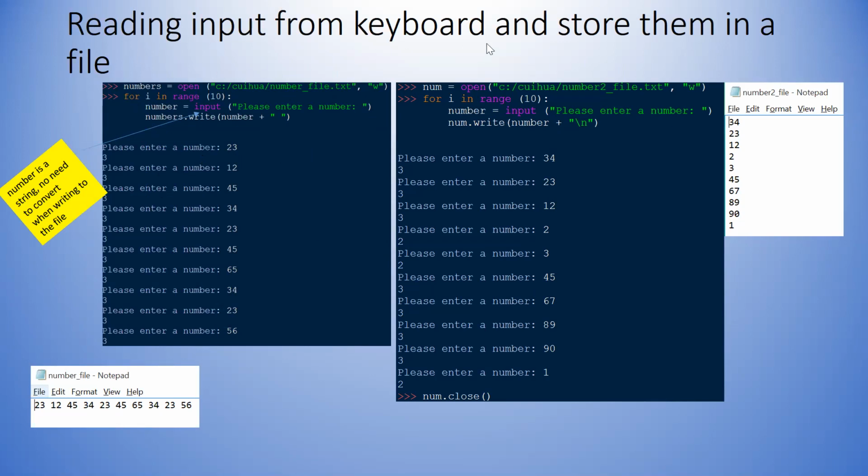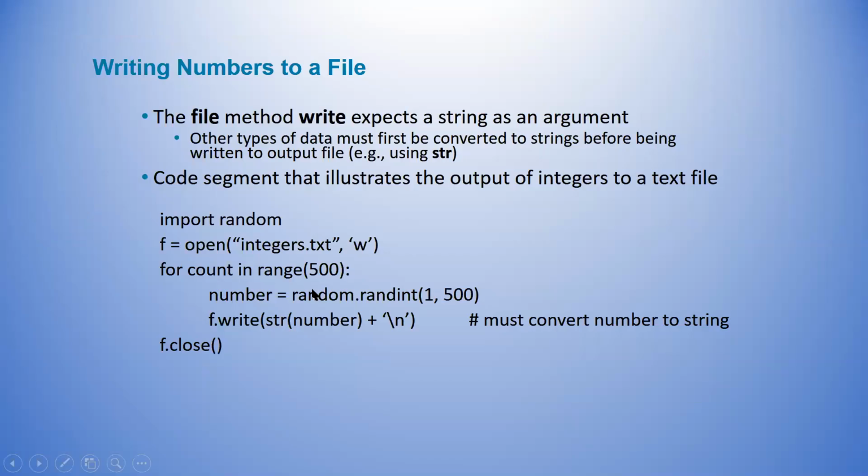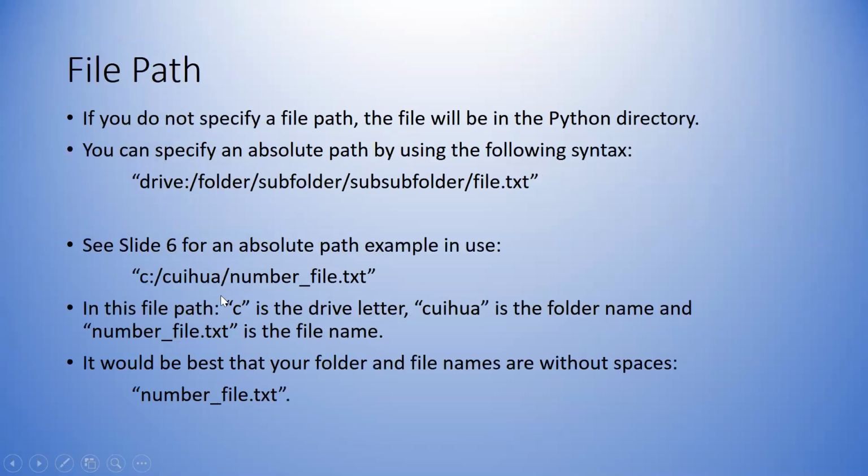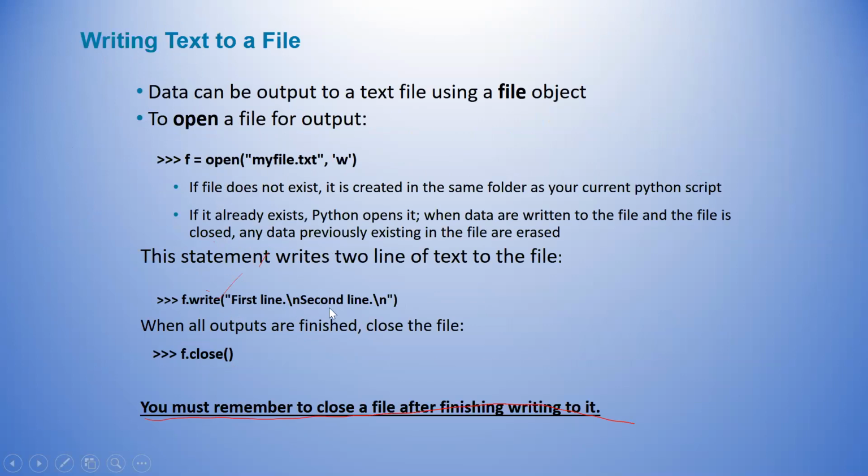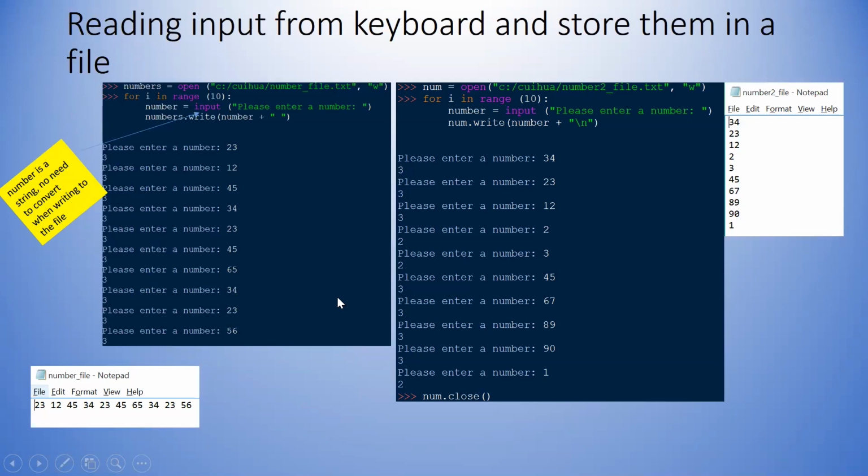Reading input from keyboard and store them in a file. So here we are generating the random number to put it in the file. And here we are just writing to it a fixed string. But here I'm giving you an example of storing the user input into the file. So let's look at it.